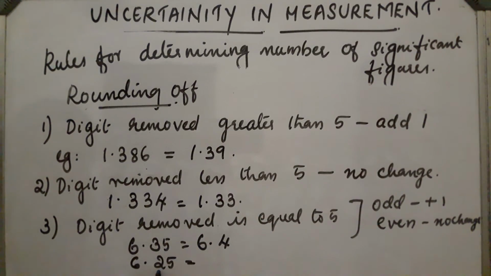Okay. The digit before the removed one is an even number. This 5 is to be removed. This is equal to 5. So this number is an even number. So we have to write as such, like this. Okay.